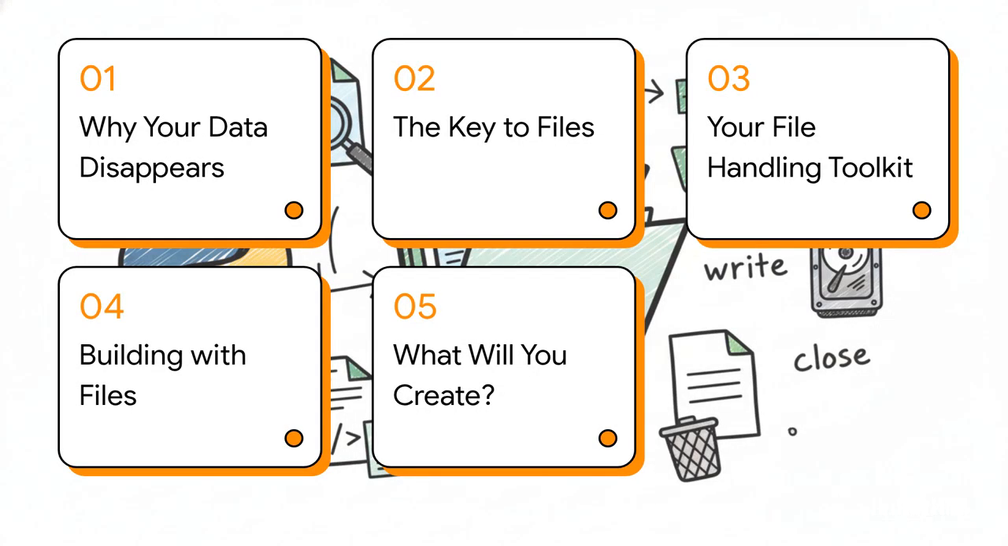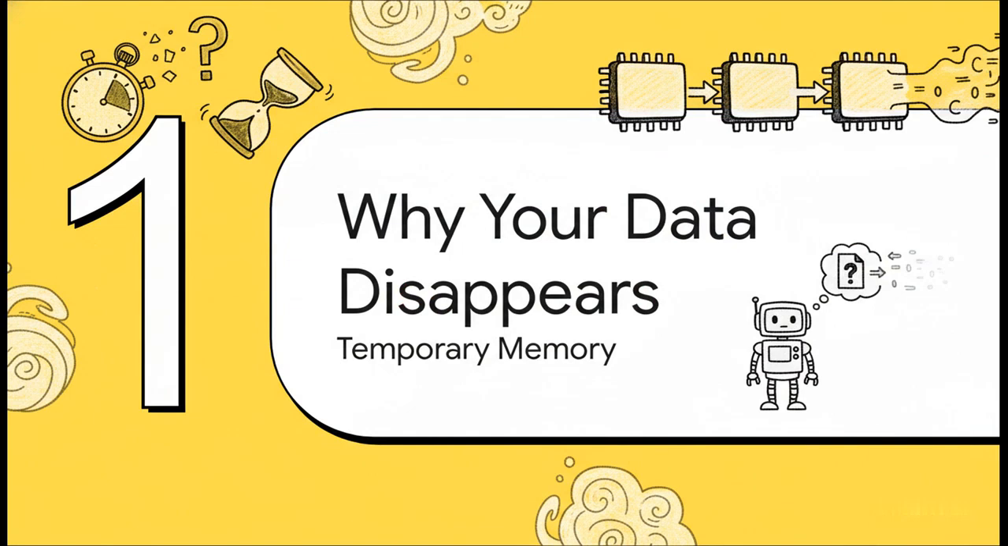All right, so here's our game plan. We're going to break it down into 5 easy steps. First, why does your data disappear in the first place? Then, we'll uncover the key to working with files. After that, we'll check out your file handling toolkit, actually build something together, and then you'll be all set to create whatever you want.